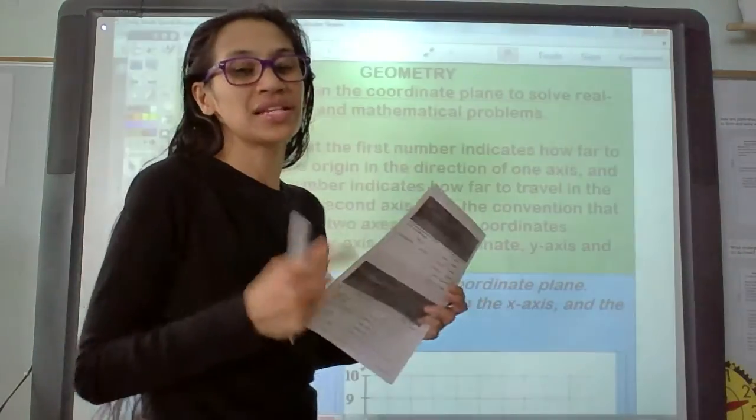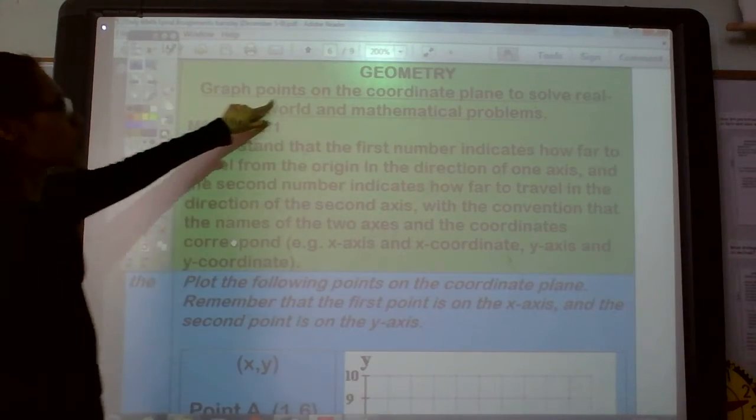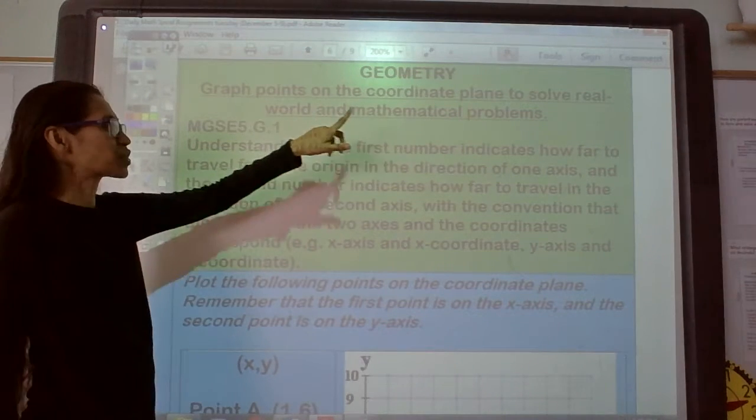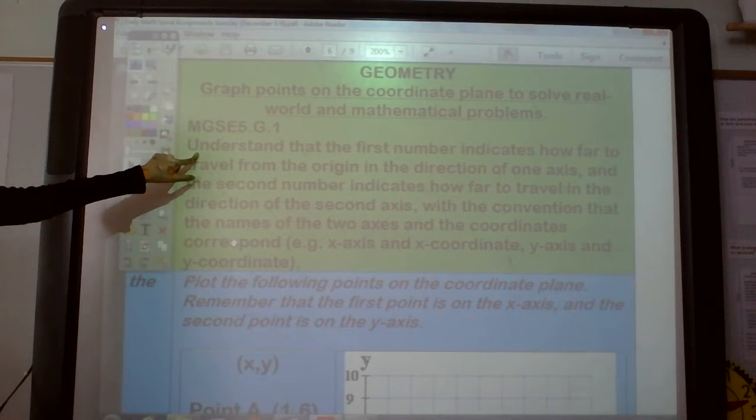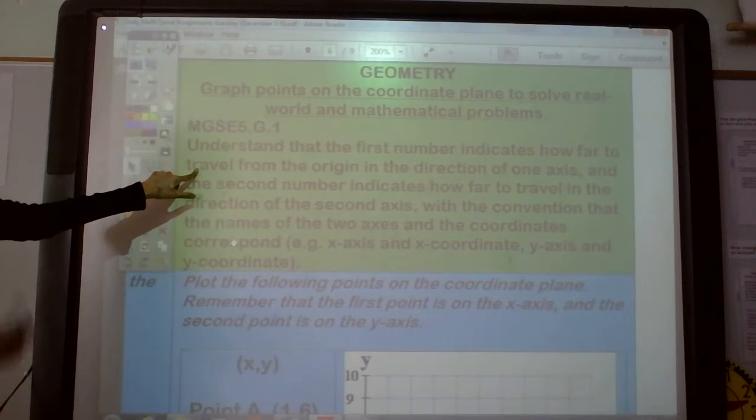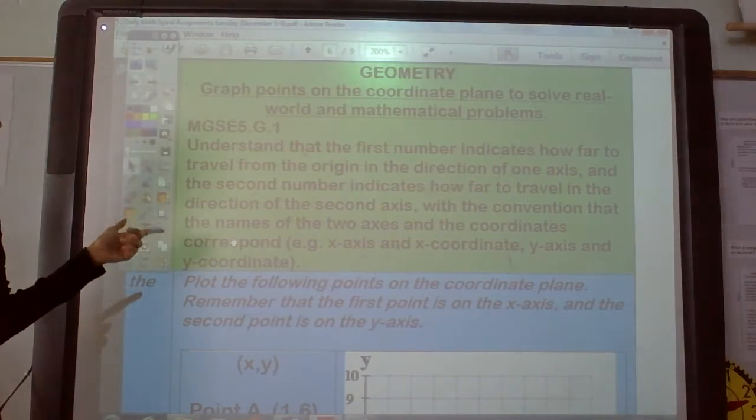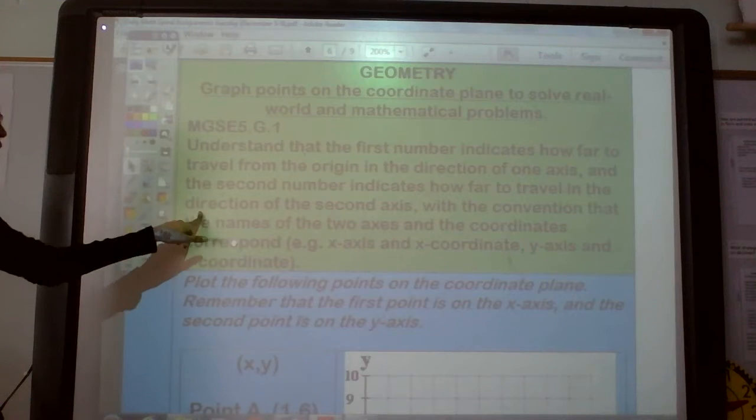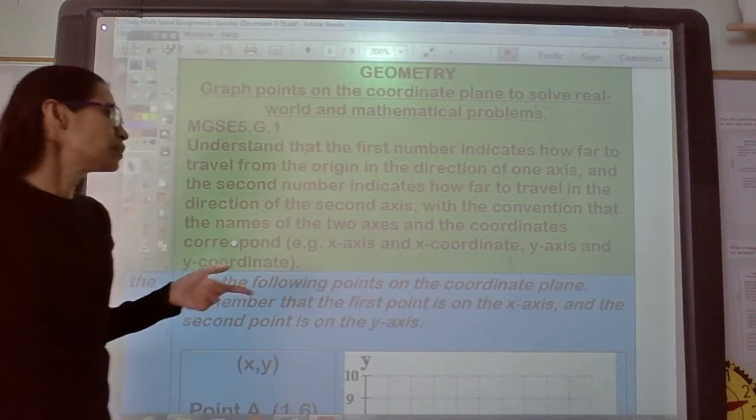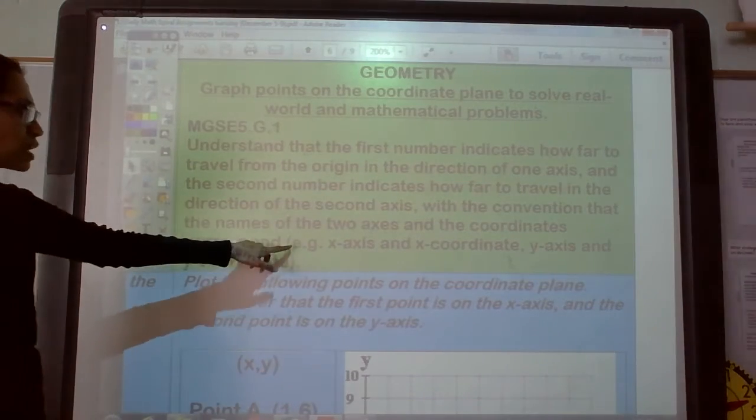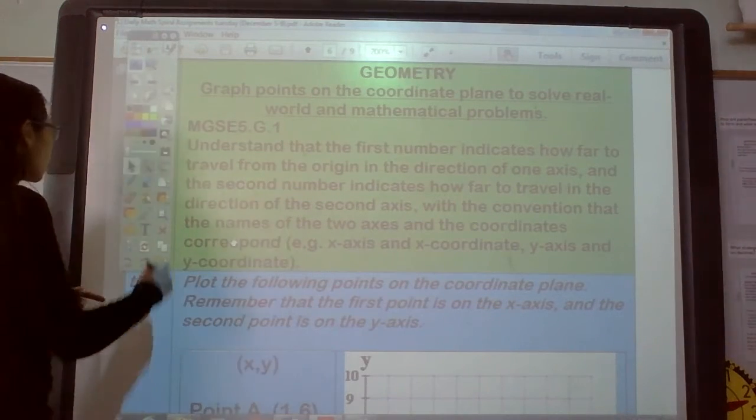Let's begin by reading the standard. Read it with me. It says, geometry, graph points on the coordinate plane to solve real-world and mathematical problems. MGSE 5, G1. Understand that the first number indicates how far to travel from the origin in the direction of one axis, and the second number indicates how far to travel in the direction of the second axis, with the convention that the names of the two axes and the coordinates correspond. Example given, x-axis and x-coordinate, y-axis and y-coordinate.